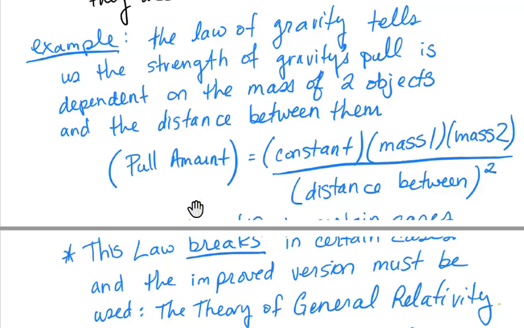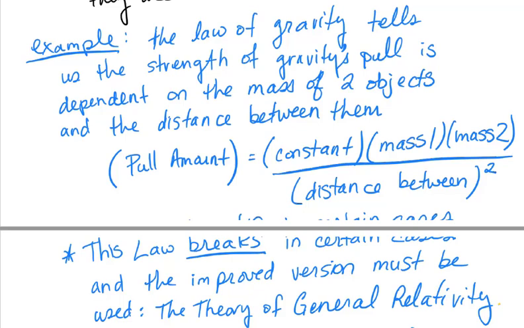We can figure out how hard gravity is pulling if we do this math where we plug in a constant, the amount of mass 1, which might be the mass of the Earth, the amount of mass 2, which might be my mass, and the distance between them. And then that would be the distance between the center of the Earth and me. And we could figure out how hard gravity is pulling on me. And this is a scientific law because it relates a cause to an effect, and it has been really well tested. But Newton's law of gravity breaks in certain cases.